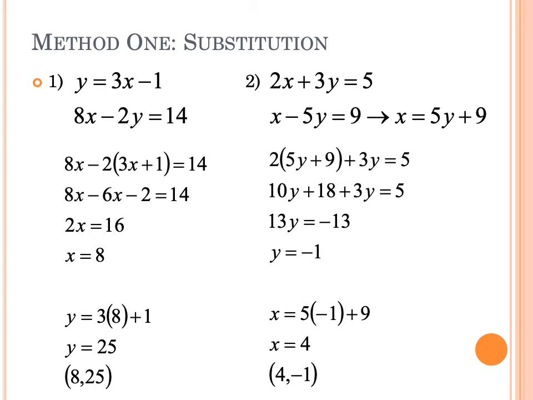And when you look at this, you'll see I solved for x equals 5y plus 9. And then I went ahead and substituted in. Again, we have to substitute into the other equation, so the 2x plus 3y equals 5. Substituted in for x that 5y plus 9. And then it's just doing the algebra and going from there. When you go through that, you get y equals negative 1.